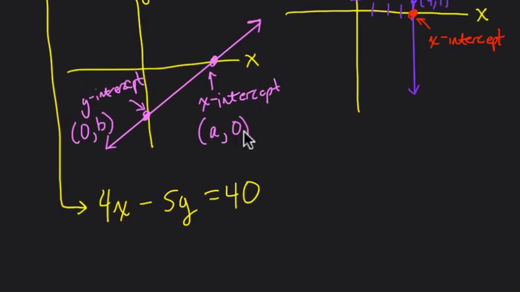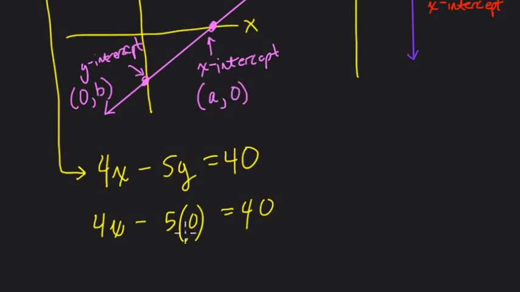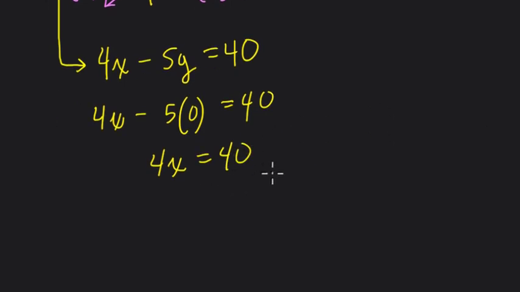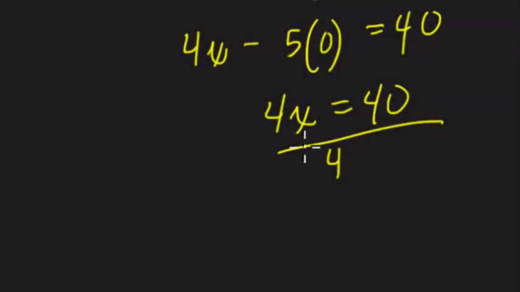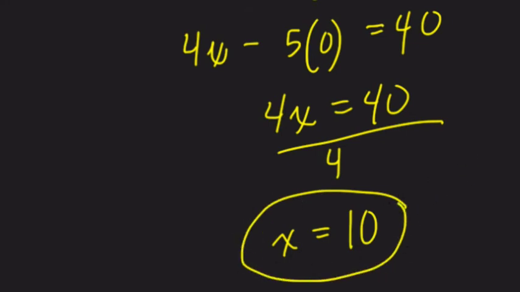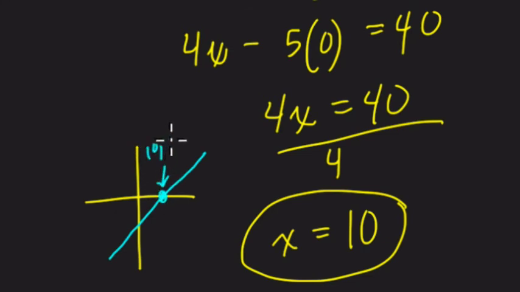Here, if we want the x-intercept, we know the y-value has to be 0, so plug in 0 for y. So we have this. We have 4x minus 5 times 0 equals 40. 5 times 0 is 0, and 4x then equals 40. If we divide both sides by 4 here, 4x divided by 4 is x, and 40 divided by 4 is 10. So our x-intercept is at 10, comma 0. So back on that graph, our line is rising up here. It crosses the x-axis here at the point 10, comma 0.